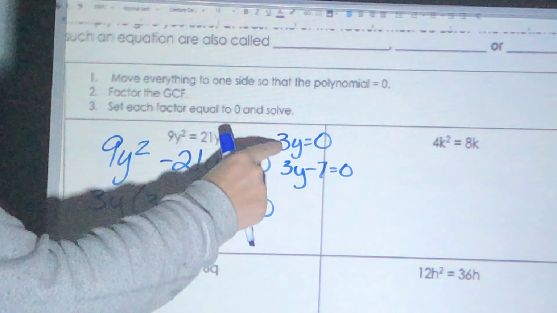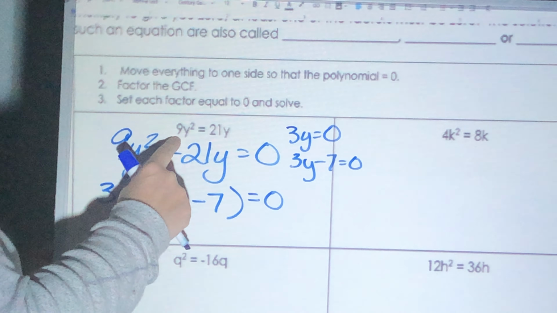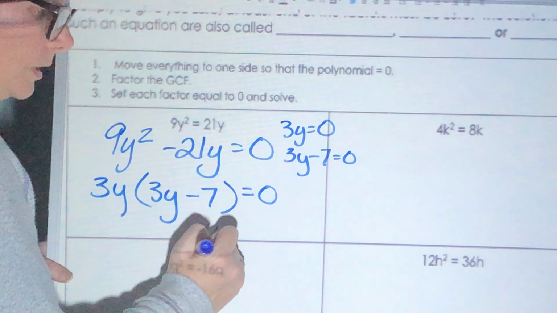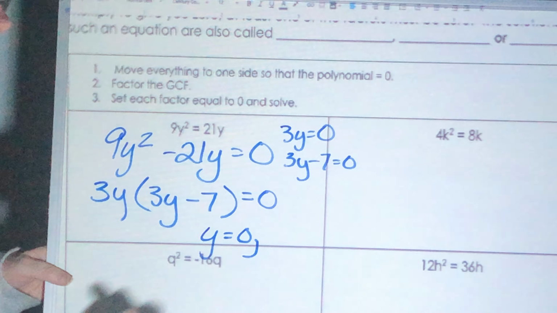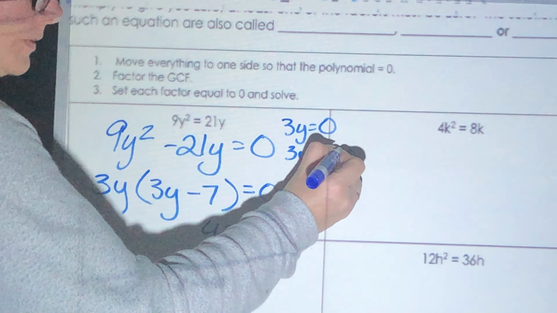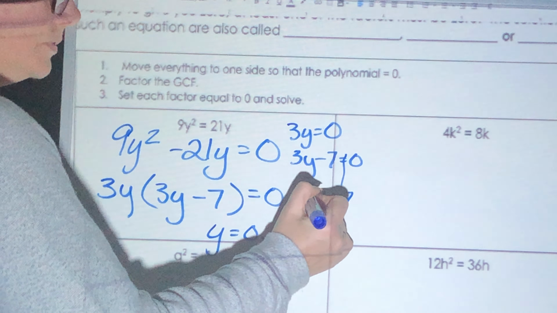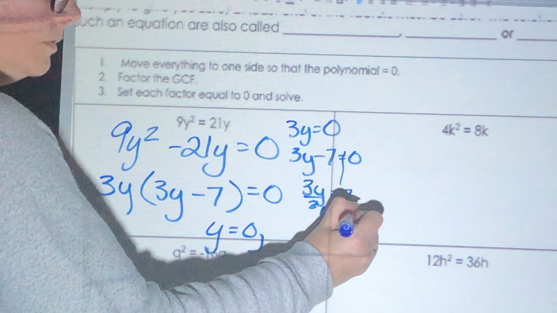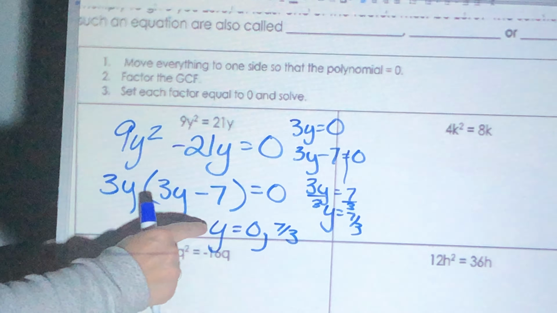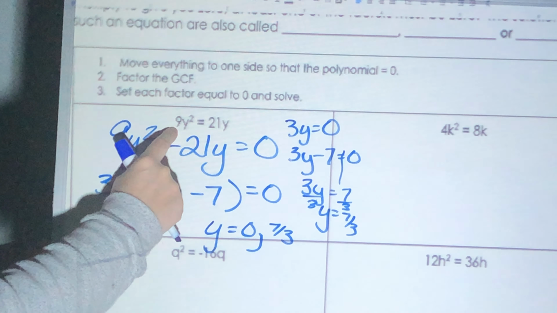I'm going to solve both of these equations to get the two possible solutions for this equation. 3 times 0 would be 0, so one solution, or root, or 0, is 0. My other one, if I solve this equation, I would have y equals 7/3 as my other solution. So these are the two solutions, roots or zeros, for this equation.